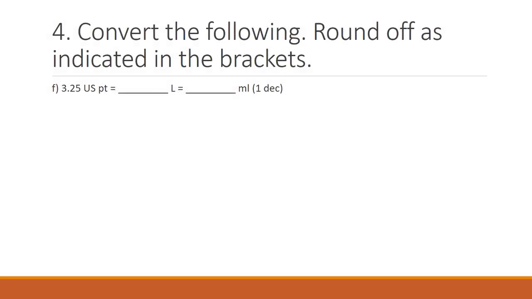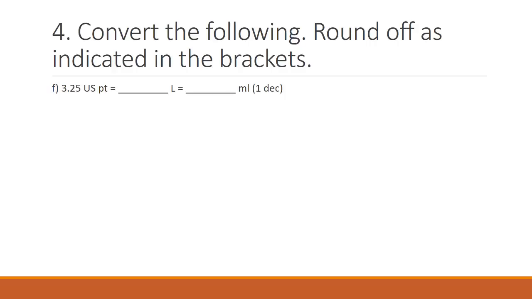Okay, let's go to the next one. 3.25 US pints. They want us to convert that into liters and then take that same 3.25 US pints and convert it to milliliters, rounding off both to one decimal place. Let's do the liters first.